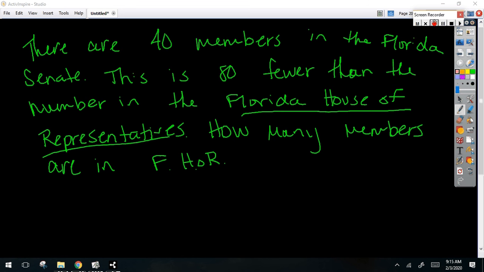The first thing that I want to do is identify my variable. In other words, what am I looking to find? What do I not know? I'm looking for the members of the House of Representatives, right? So that's what I'm going to let be X, or whatever variable you want. Maybe you like the variable H better for House of Representatives, or R for Representatives, or F for Florida. Whatever you want it to be, it does not matter.